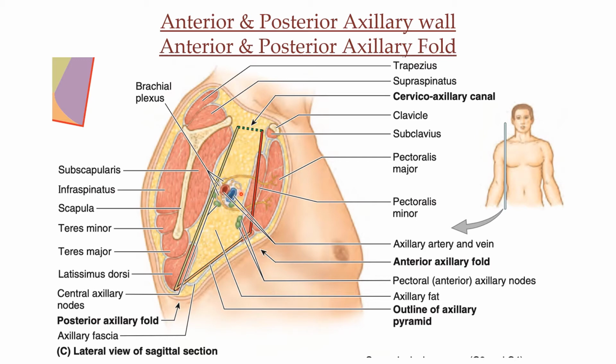You can also see the cut section of the nerves, which are the branches of brachial plexus. You can see these green color structure which represents the lymph node. Posteriorly, this is the scapula. Anterior to scapula, you can see the cut section of a muscle which is subscapularis.